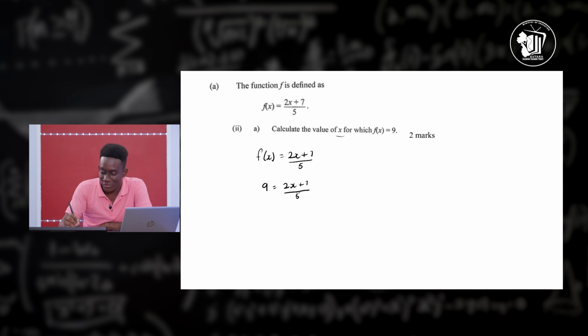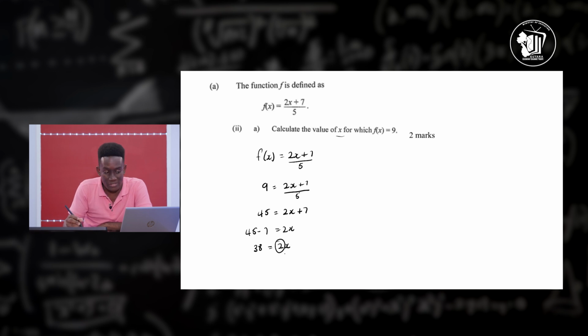So to solve for x, the first thing we need to do is take over the 5. This 5 is divided, and we take it over, multiply. So we have 9 multiplied by 5, and this will give us 45. So we have 45 is equal to 2x plus 7. To solve for x, we take over the 7. The 7 is adding, so we'll subtract. So we'll have 45 subtract 7 is equal to 2x. So 45 subtract 7 will give us 38 is equal to 2x.